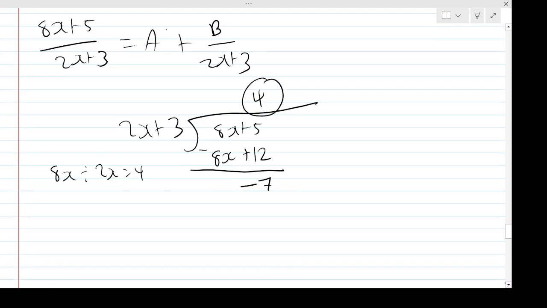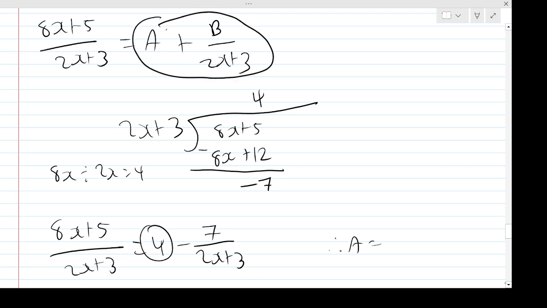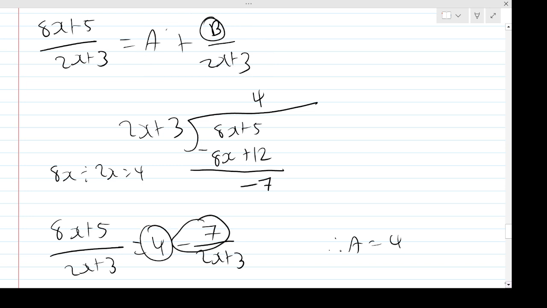And our quotient is 4, which means that we can write our fraction as firstly the quotient, the number on the top, which is just 4, add a remainder of minus 7, so you have minus 7 left over from 2x plus 3. There we are. So if you match it with this form, therefore a has to be 4, and b, which is our remainder, is minus 7. There we are.